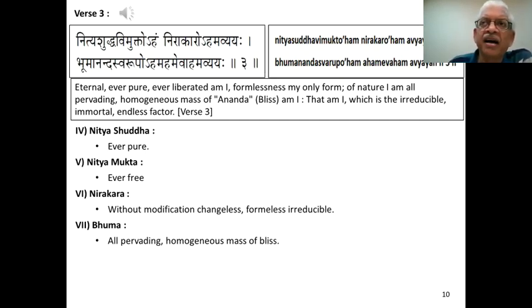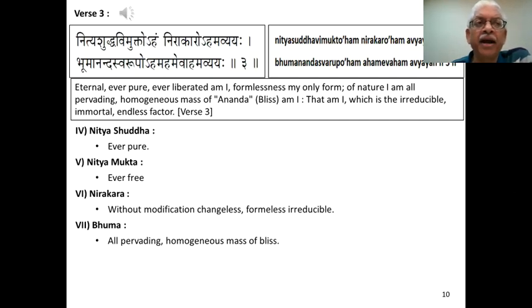Raga means attachment to things and beings. Dvesha means aversion to things and beings. Shuddha means no impurities of the gross body, no impurities of the subtle body. Impurities in the subtle body could be jealousy, kama, desire, krodha, anger. All these are impurities. So Atma doesn't have any impurities. Shuddha, ever pure. This purity comes again and again in these verses.